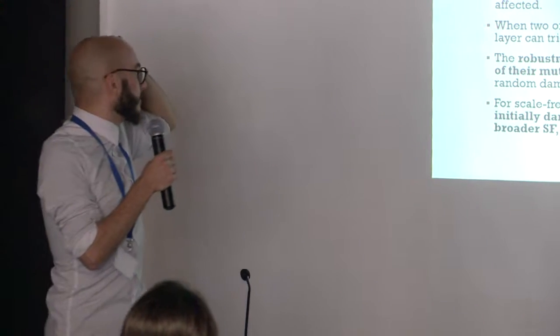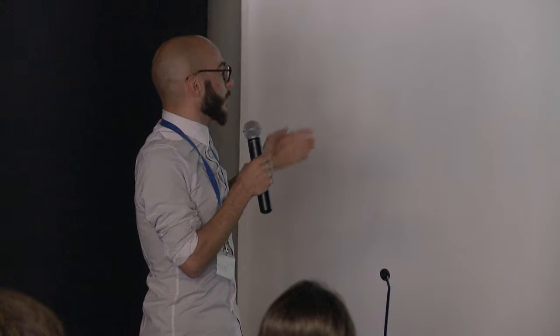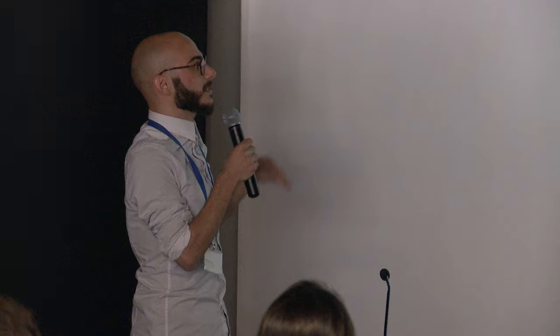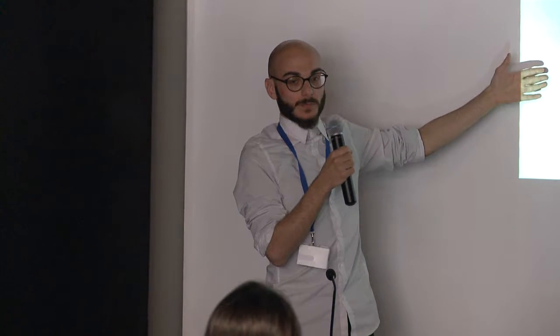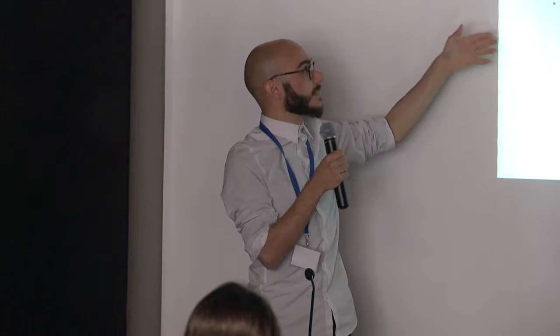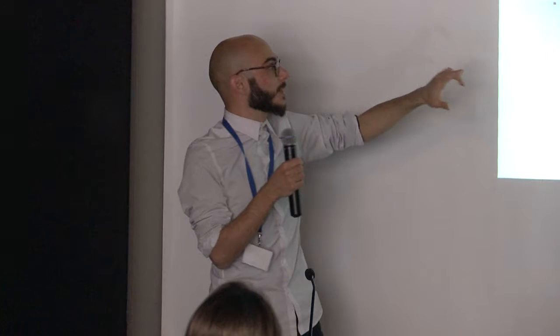And we can define resilience as the ability of a network to maintain its main topology structure, that is, its functionality, under the action of some kind of damage. This is the model I adopted to study the robustness and resilience of a multilayer approach, that is the cascade of failures model.